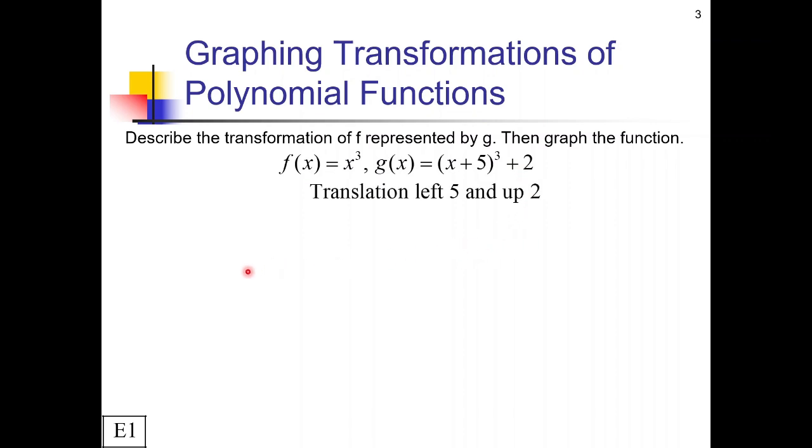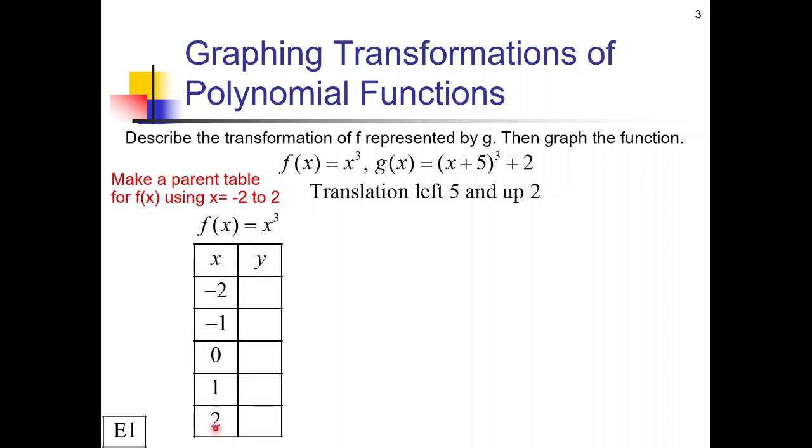So for the parent function, we're going to be making a parent table, and we're going to use the x values from -2 to 2. We don't really want to use larger x values because these exponents on polynomials are going to make this number go up pretty quickly. So here's my table with x values of -2 through 2, and we're doing this for f of x equals x cubed. So I'm just going to plug each of these x values into x cubed. So this is going to be -8, -1, 0. And you could use the calculator to do these if you needed to. Next we have 1 cubed is 1, and 2 to the 3rd power is 8.